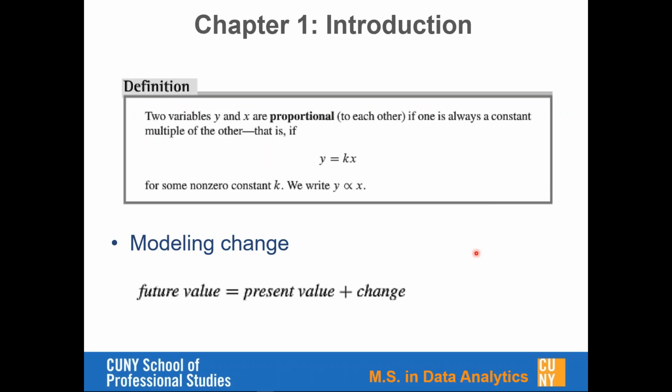Future value is equal to present value plus that change, which is that delta. And one of the definitions here is that two variables y and x are proportional if one is always a constant multiple of the other, so that y equals k times x. K is a constant, and in this case it's called proportional. It's rather simple at this stage, but very soon, in a couple of weeks, we would be using a more advanced version of this definition.